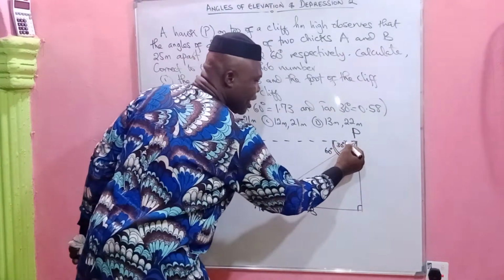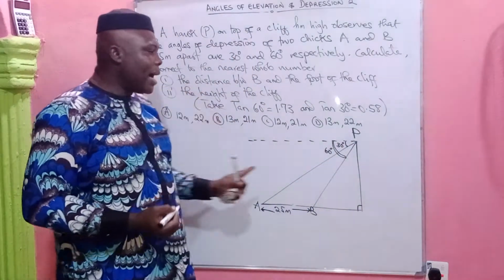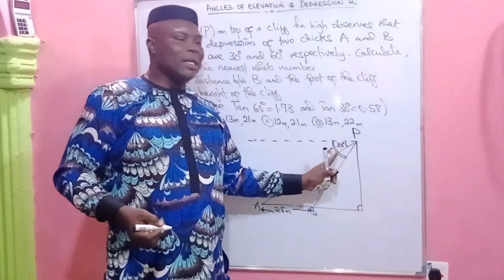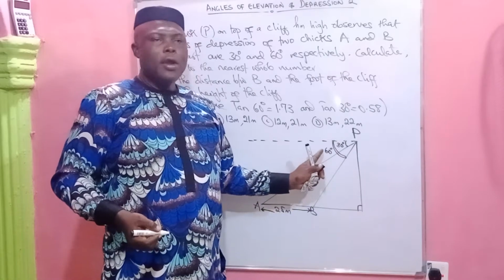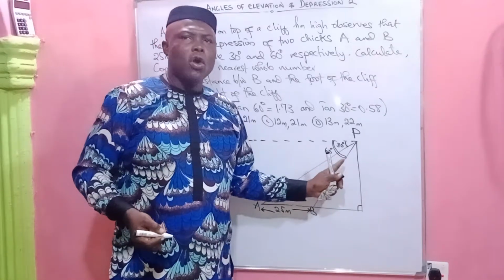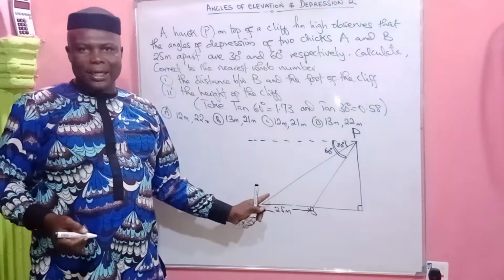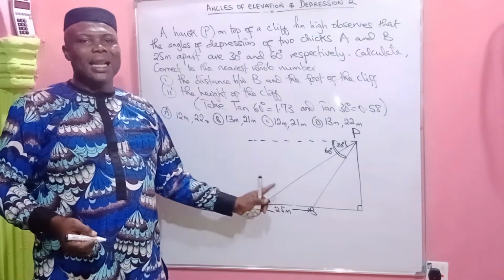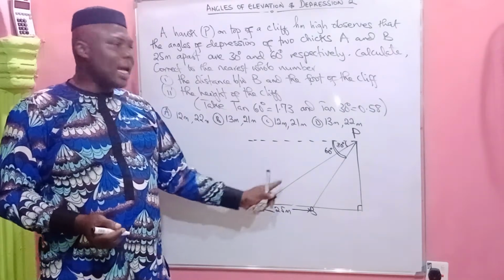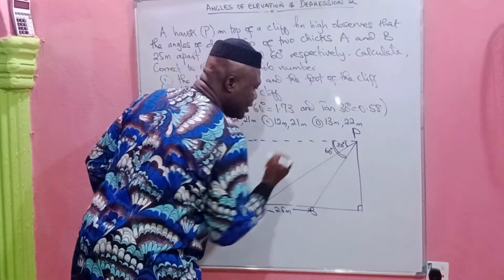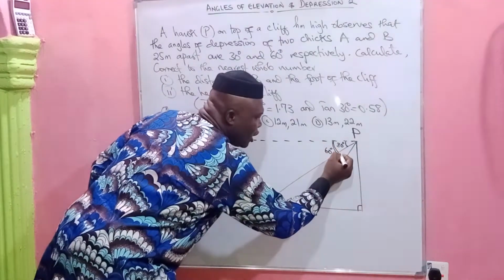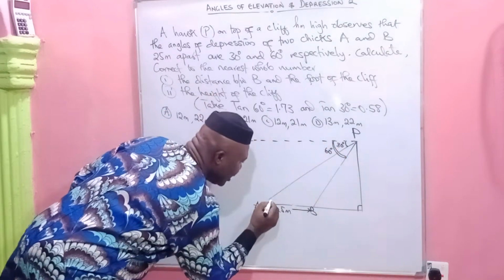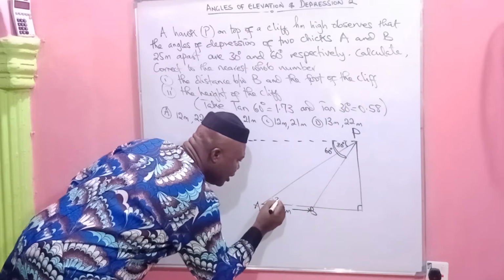So if from here to here is 30 degrees, remember, these are the angles of depression, 30 and 60 degrees. But angles of depression here can be angles of elevation at the same time. I've explained that in our first slide for angle of elevation and depression. So if from here to here is 30 degrees, here to here by alternate angle is 30 degrees, here to here will definitely be 30 degrees.